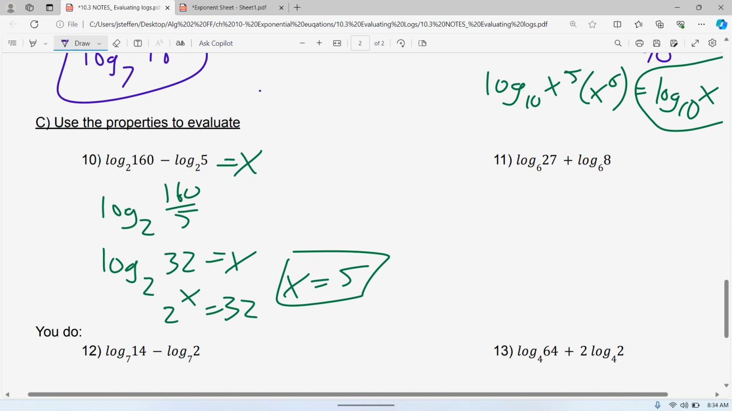Anyway, so the next one, same thing. We are adding together, so it's multiplication. So log base 6 of 27 times 8.